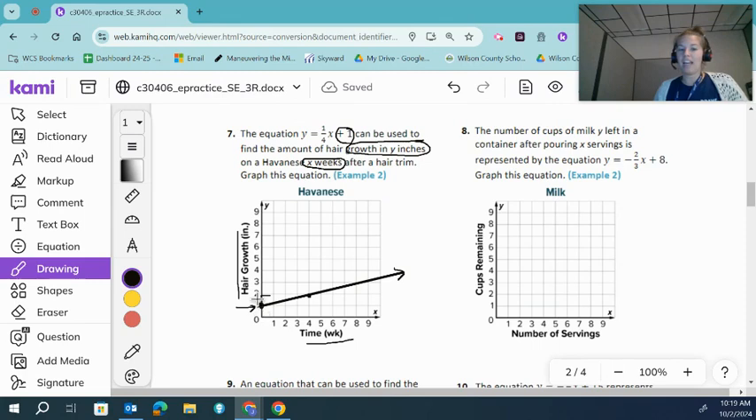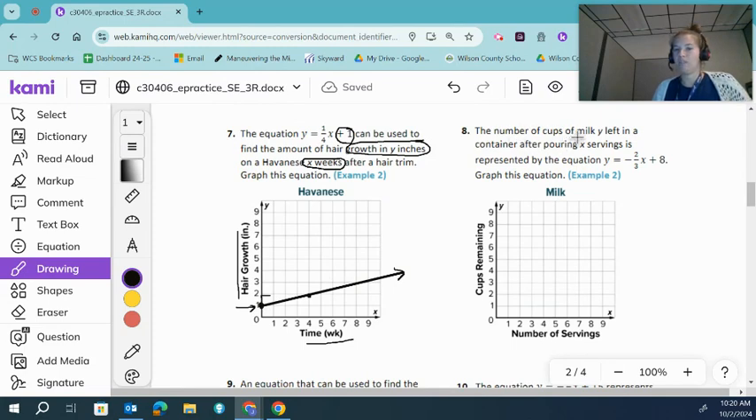Then after 4 weeks, it grew 1 more inch, or it grew 1 more inch in 4 weeks. That's what this 1/4 represents: 1 inch of growth in 4 weeks. And again, the plus 1, your y-intercept, means that it started at 1 inch long. Okay, let's take a look at this one.